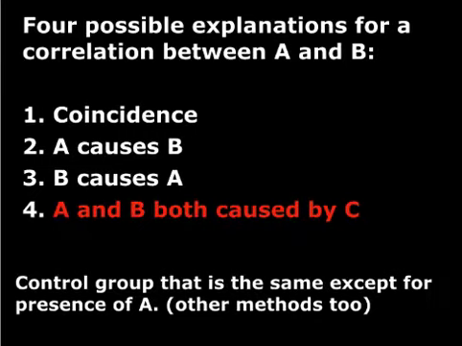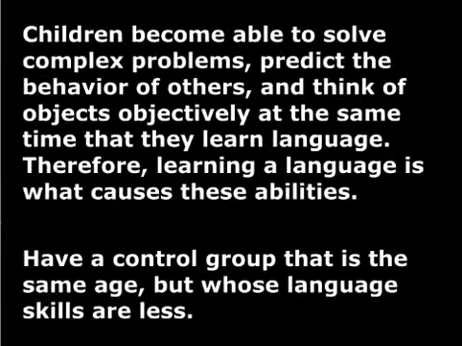Basically, and by the way, this is kind of what's happening here. This was the common cause example. How would you determine if there's a common cause? Well, you have a control group that's the same age, but whose language skills are less for whatever reason, right? Maybe you artificially impair their language development. I mean, you're not going to get IRB approval for that experiment, but something like that. And then you see if that has the effect.